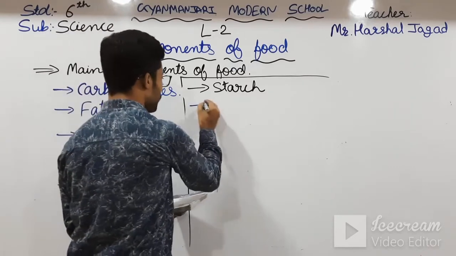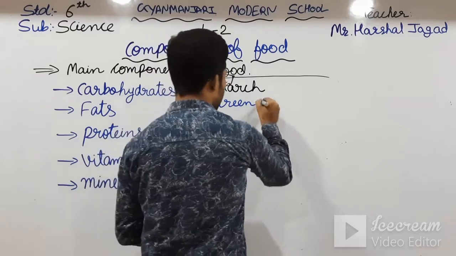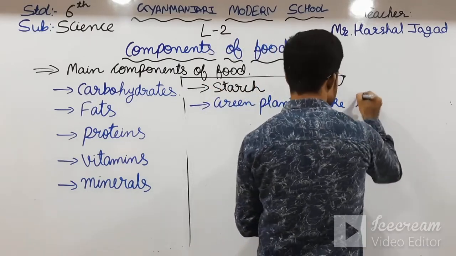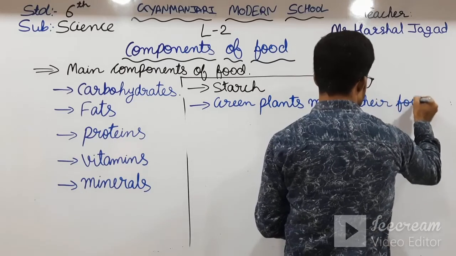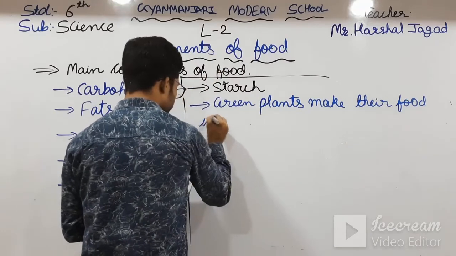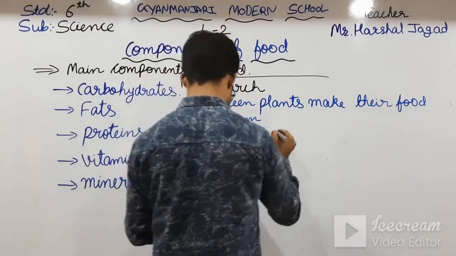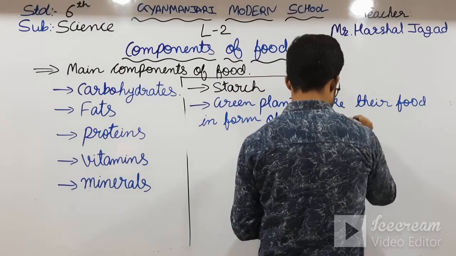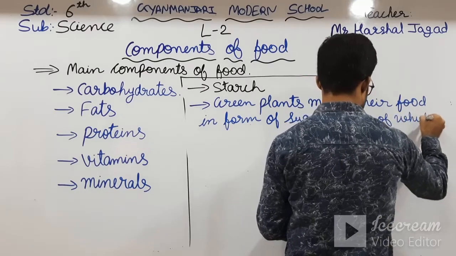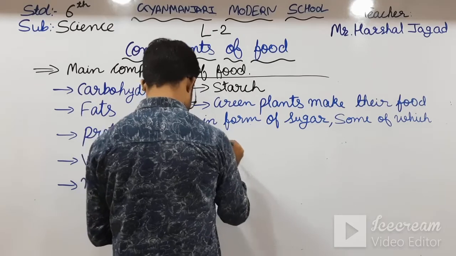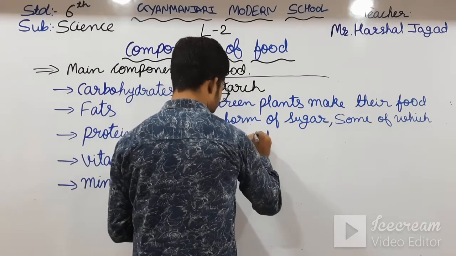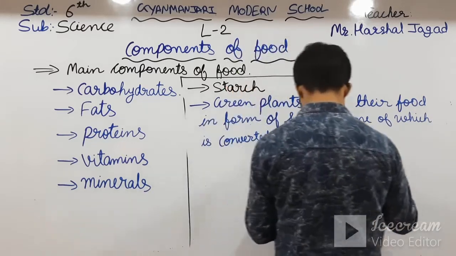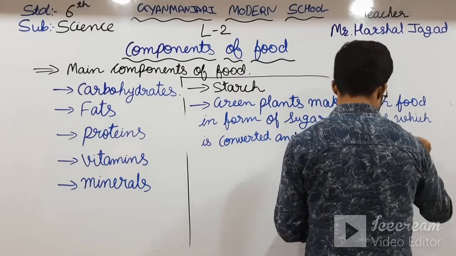Green plants make their food in form of sugar, some of which is converted and stored as starch in plant.